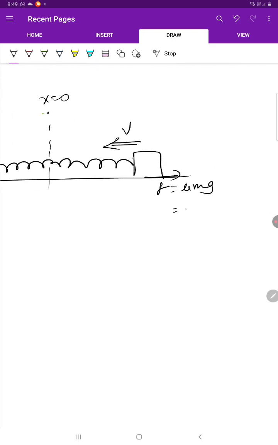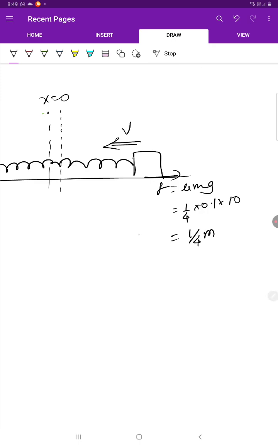On further evaluation, we'll get 1 by 4, as mu is given as 0.25. I can write it as 1 by 4 into 0.1 into 10, which will come out to be 1 by 4th newton. Basically, now there will be some apparent mean position. When the block will be going leftwards, the mean position will be shifted from x equal to 0 to some positive value of x.